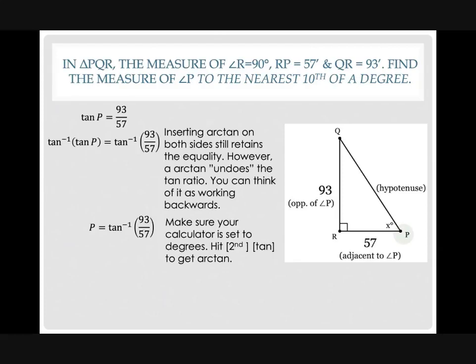And so now, in order to determine what P is, make sure that your calculator is set to degrees, and you're going to hit second tan, because just above your tangent button, you'll see the arctangent function. And when we get this, we round to the appropriate place value, in this case to the nearest tenth of a degree, and so we get that P is approximately 58.5 degrees.